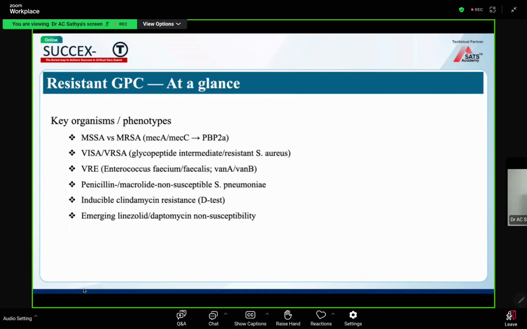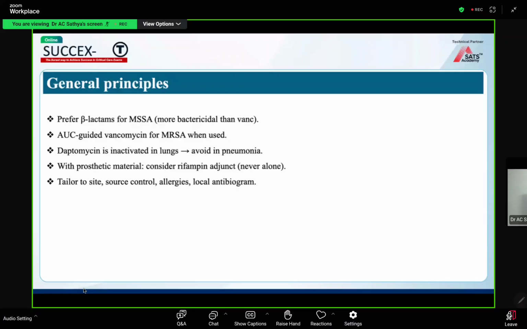And penicillin-resistant Streptococcus pneumoniae, which is not sensitive to any of the penicillins or macrolides, and those with inducible clindamycin resistance, and emerging resistance against linezolid and daptomycin. These are the gram-positives which we have to be careful about.